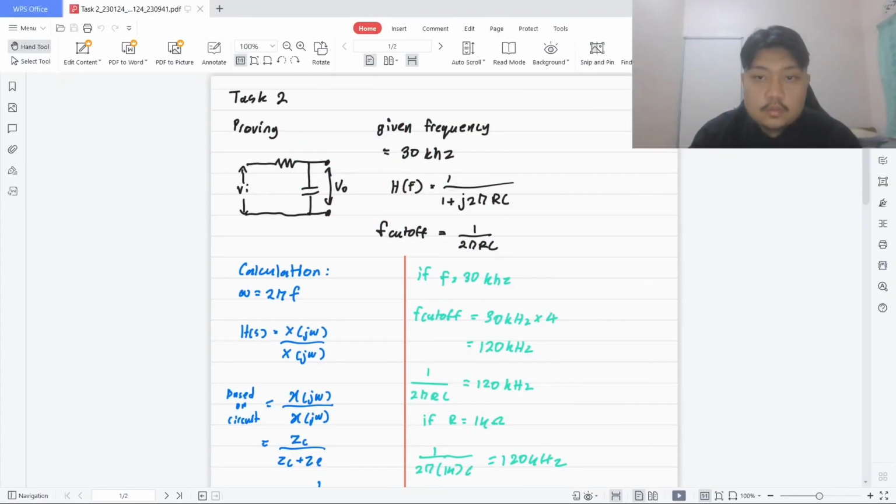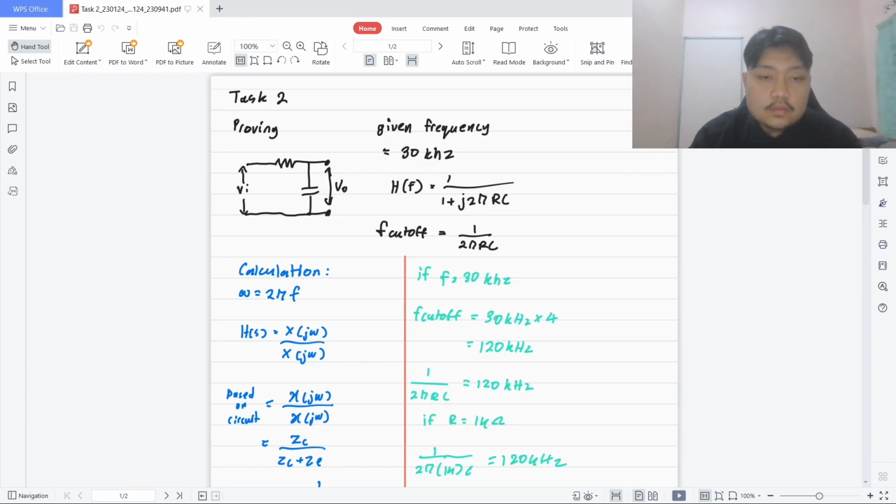Assalamualaikum warahmatullahi wabarakatuh. My name is Haris Muhammad, and today we'll be explaining the second task. Later we will be proving H(f). So this is the derivation. The frequency for our group is 30 kHz. H(f) is 1 over 1 plus j2πRC, and the cutoff is given as 1 over 2πRC. So we need to go through the derivation.